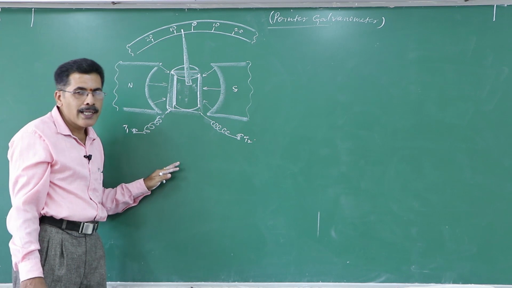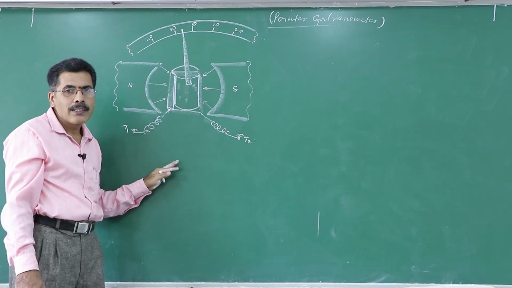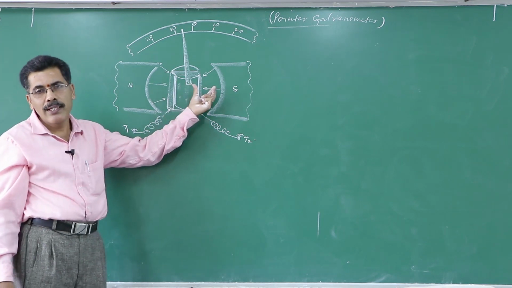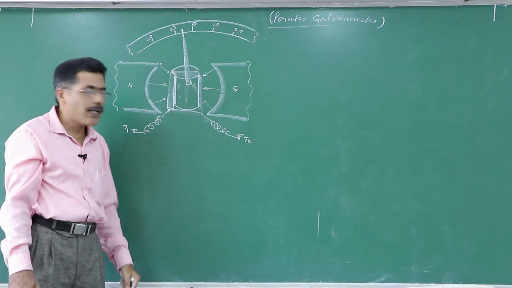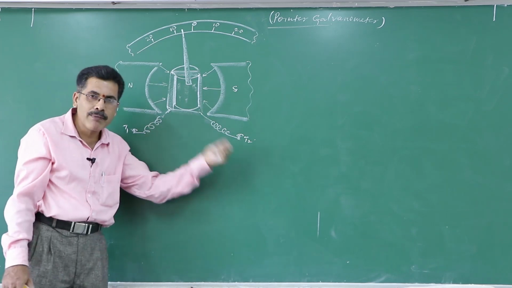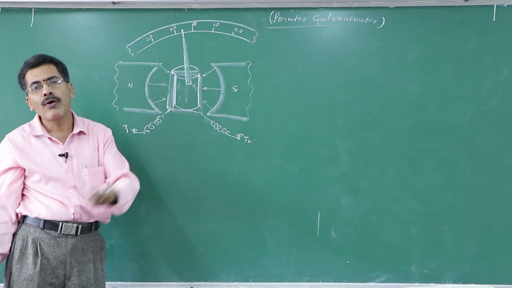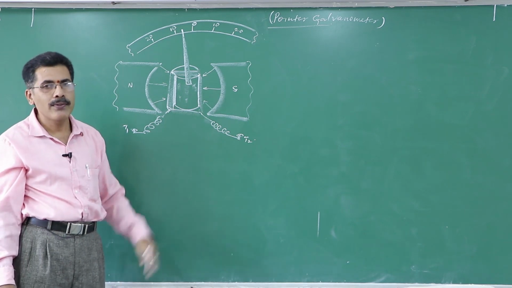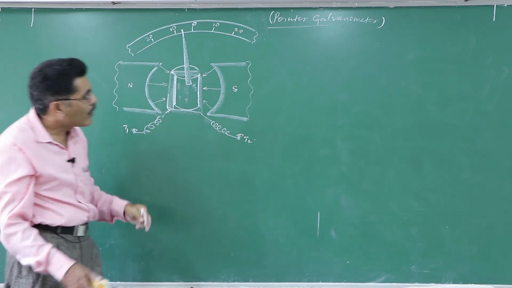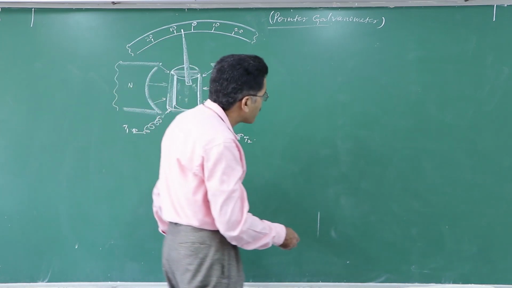When you stop passing the current, there won't be any magnetic field produced by the coil, and as a result the spring pulls it back to the original configuration. That's how it works. This can also be represented by a diagram like this.